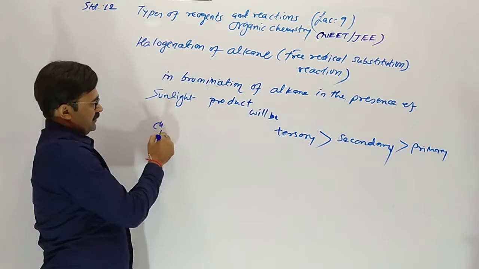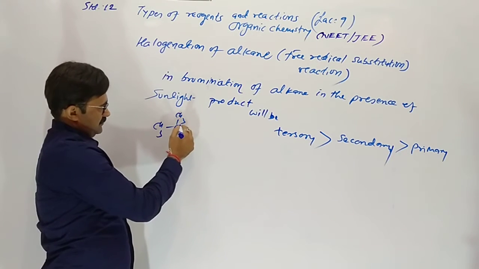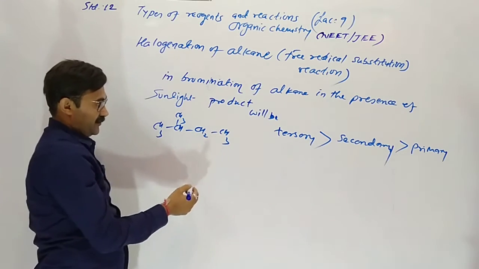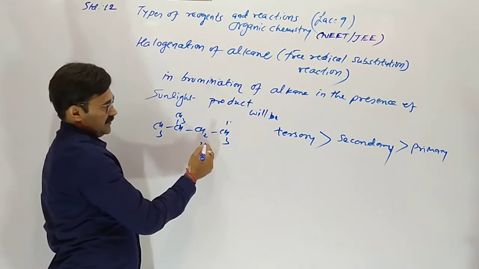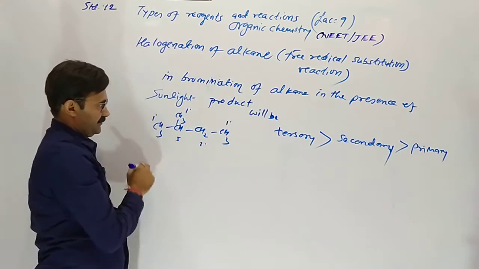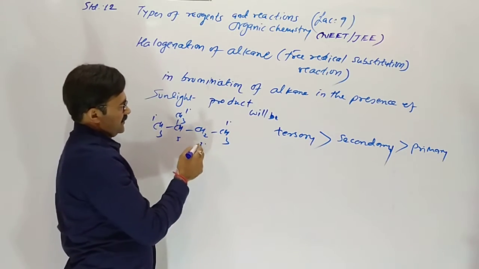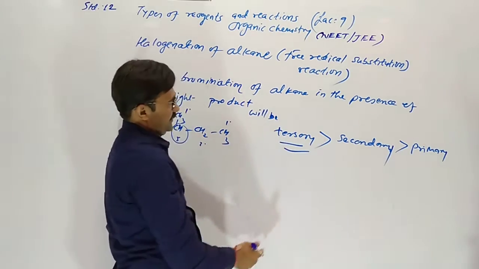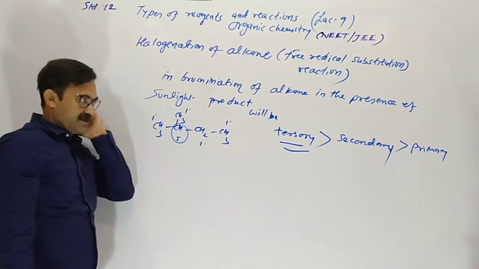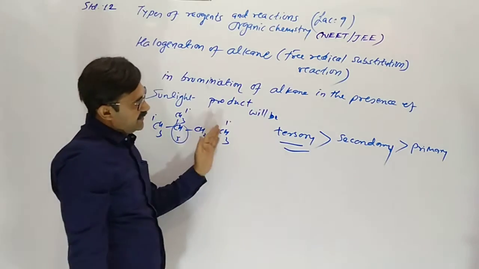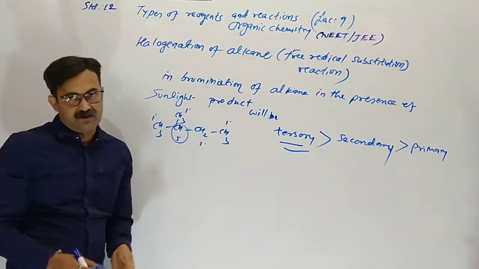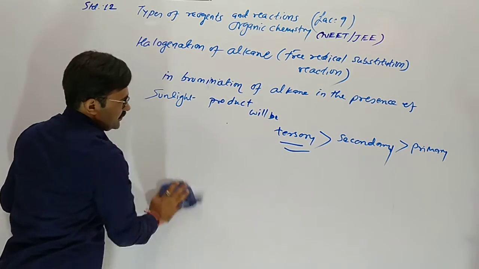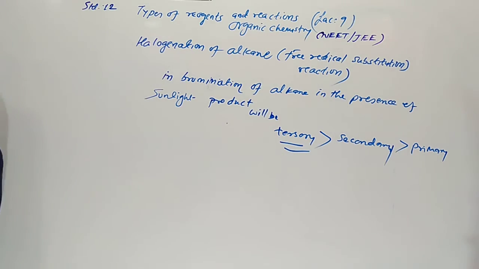Actually, in carbon there are three types of carbon: primary, secondary, tertiary. So the free radical reaction occurs on tertiary first. So the product is maximum on tertiary carbon, then less in secondary, and very less on primary. The reaction occurs maximum on the tertiary carbon atom.